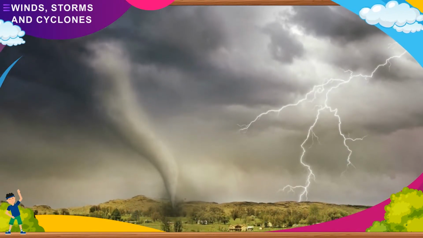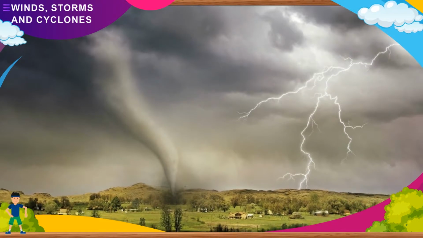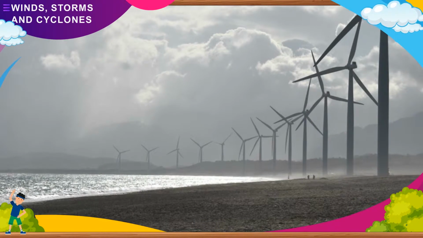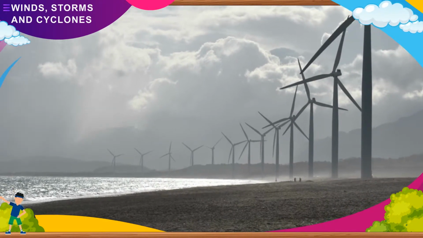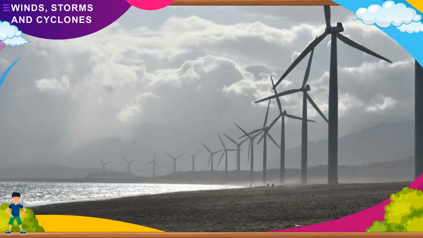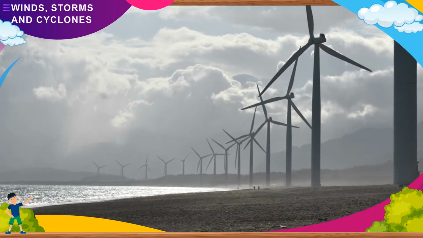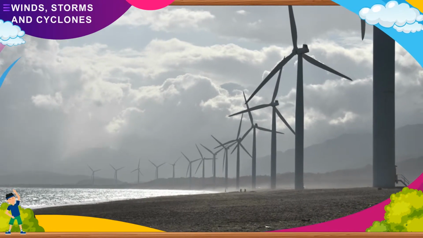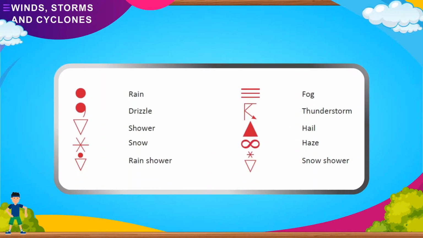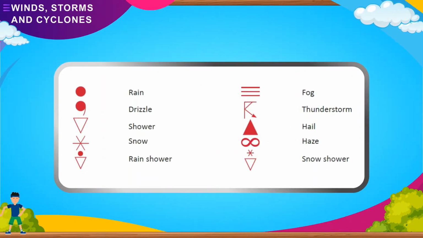These are generally accompanied by thunder, lightning and torrential rain. Cyclones generally hit the eastern coast of India every year and cause a lot of damage to life and property. Whether it is Loo, kal baisakhi or cyclone, all of them have one thing in common, and that is high-speed wind. There are various symbols used to forecast weather, showing different weather conditions. Some of them are given here. Rain, fog, drizzle, thunderstorm, shower, hail, snow, haze, rain shower, snow shower.